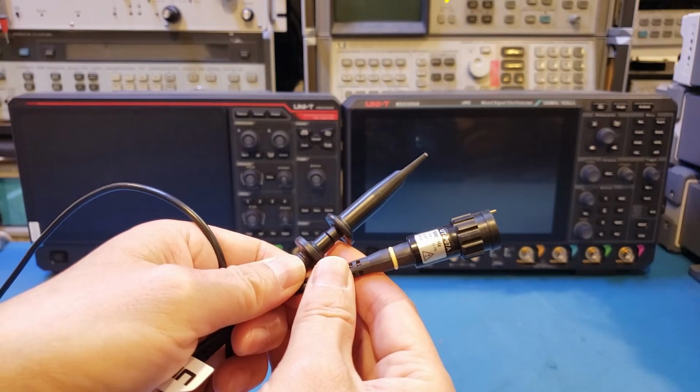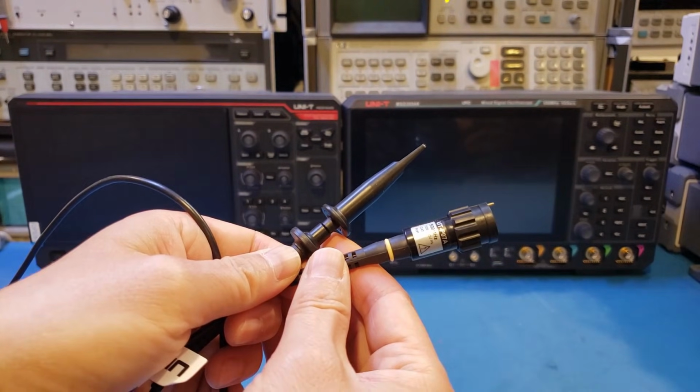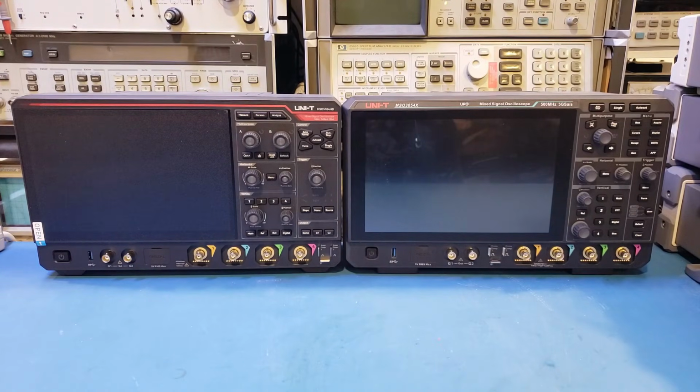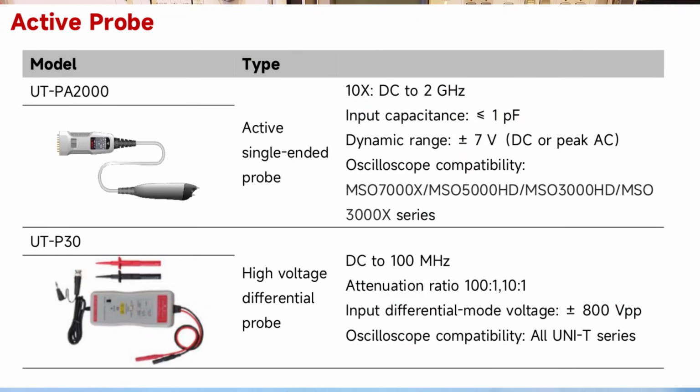Well, for a ×10 passive probe, 500 MHz is actually pretty much the upper bandwidth limit. And this is largely limited by the physics of the passive probe design, and the input capacitance unfortunately becomes the limiting factor. So for measuring frequencies higher than 500 MHz, you will need to use either coax or an active probe. The scope is compatible with the UT-PA2000 active probe, which has a bandwidth up to 2 GHz.